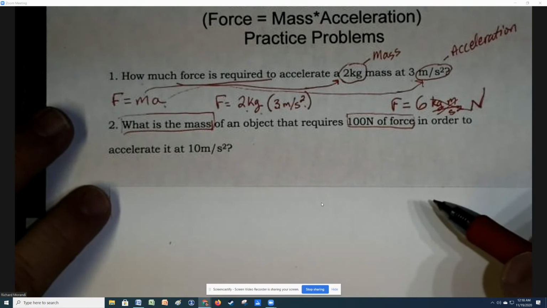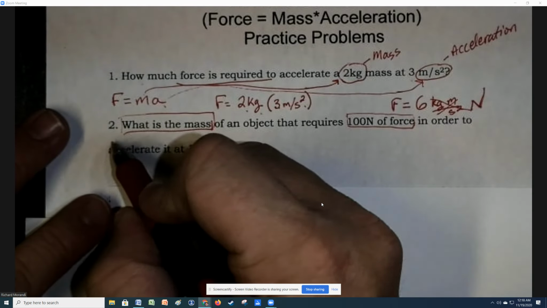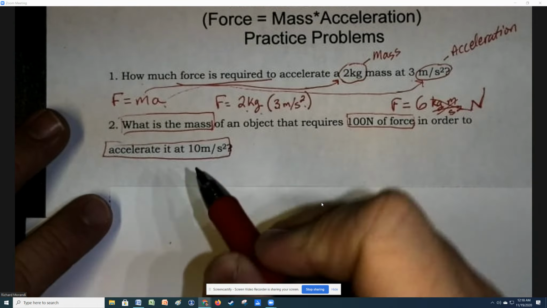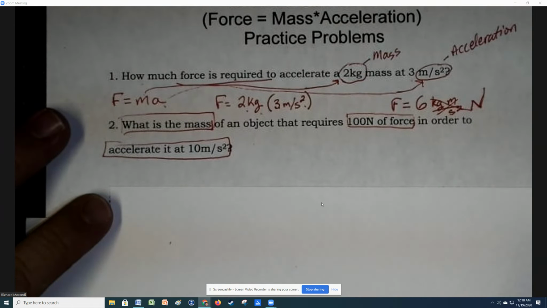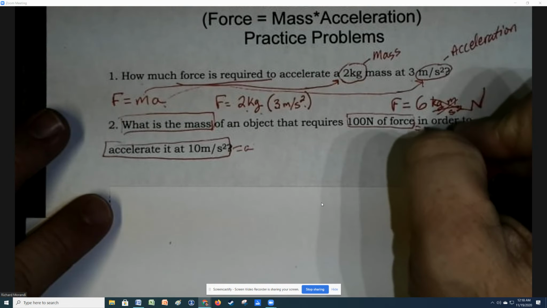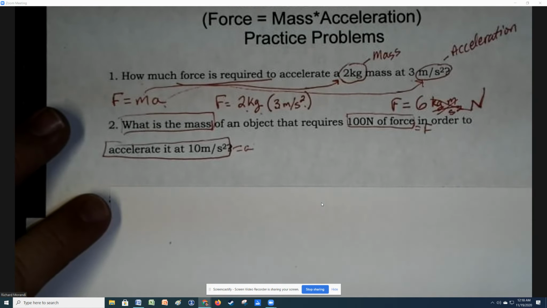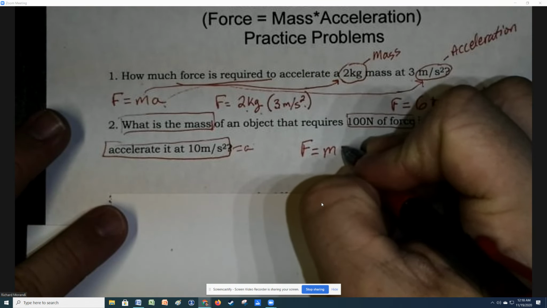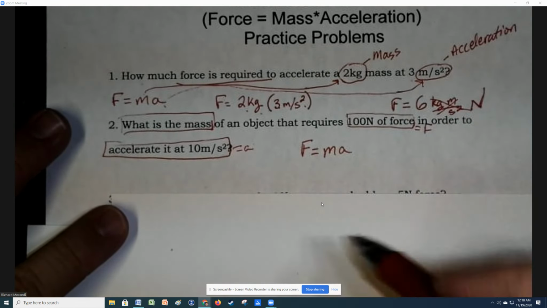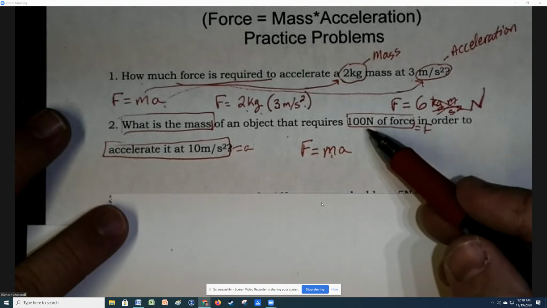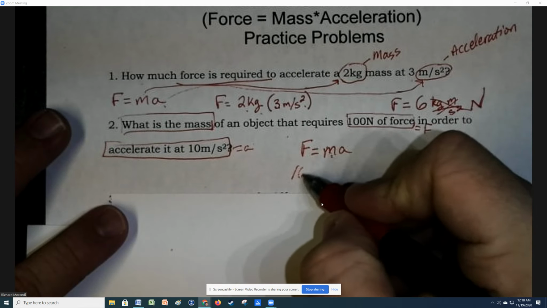Well, that's my force, and in order to accelerate it at 10 meters per second squared, that's my acceleration. This is my force. So let's start with my formula: F equals M times A. Now, this time I'm looking for M. I don't have an M value yet, but I do know my force is 100 newtons.